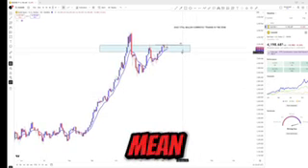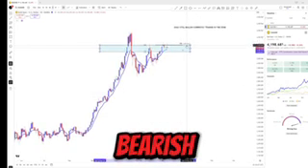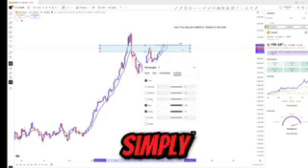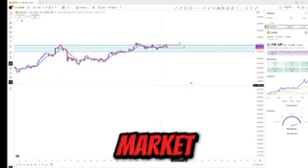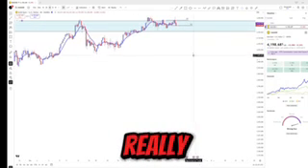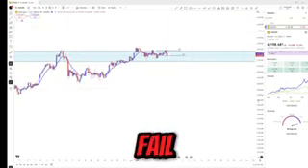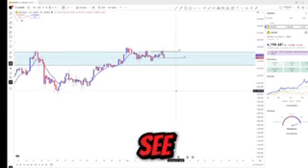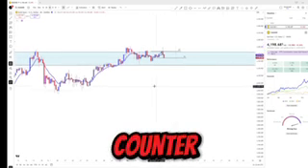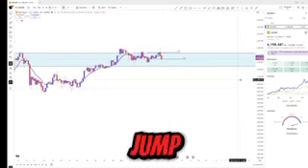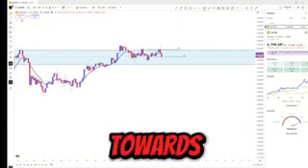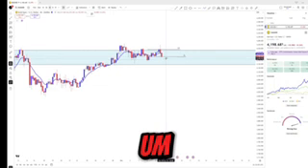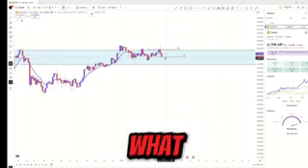This doesn't mean that gold is bearish overall. This just simply means short-term momentum within a higher time frame bullish market. And this is where patience really matters. This is where a lot of people fail because they see a counter trend trade and want to jump in, forgetting that higher time frames are aiming toward another direction.